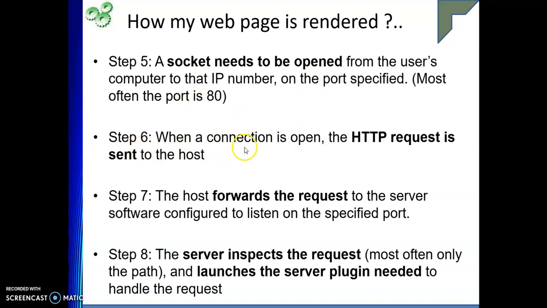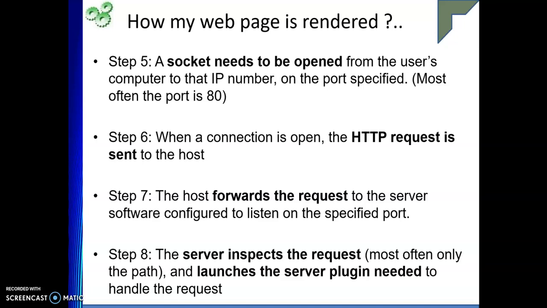Now in step 6, when a connection is open, an HTTP request is sent to the host. My socket is created and then it is open, from my computer to that particular server, the connection is open, and the request is sent to the host itself. Now this host will forward the request to the server software configured to listen on the specific port. Once it goes to this host, it will go to that particular software where it is configured to listen on the specified port.